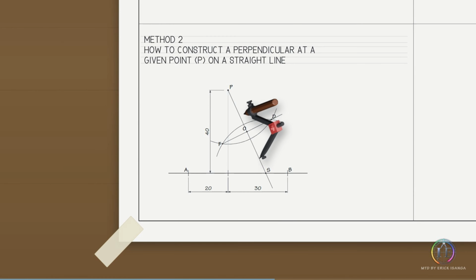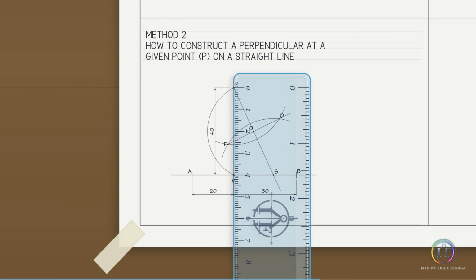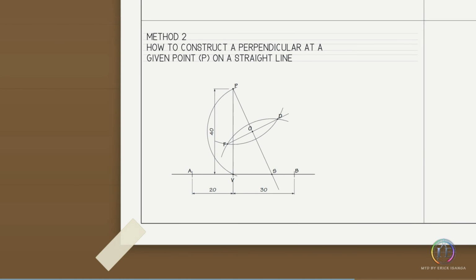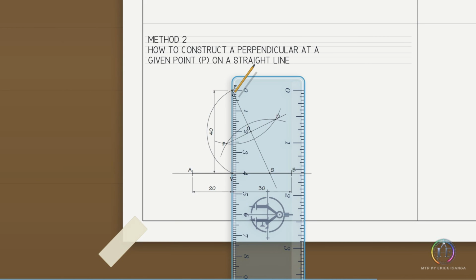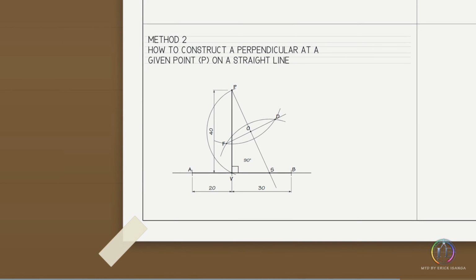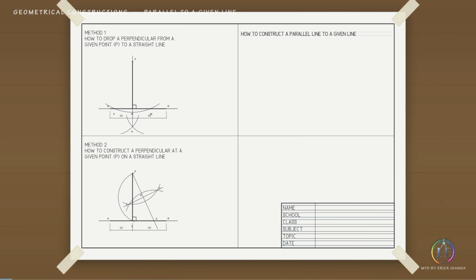With O as the center and radius OP, swing an arc to cut the baseline AB at V. Join P to V. This is the required perpendicular. Outline the baseline AB and the perpendicular PV, and mark the right angle at V. The perpendicular PV has been constructed at the given point by Method 2. Method 1 and Method 2 are complete.